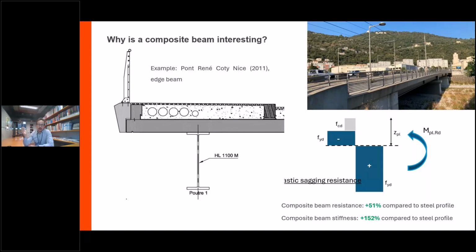So as you can understand, for a bridge or for a beam which has a decent span, this is really interesting because you increase the resistance and even more the stiffness. This is why composite structures have become very popular in the last century.